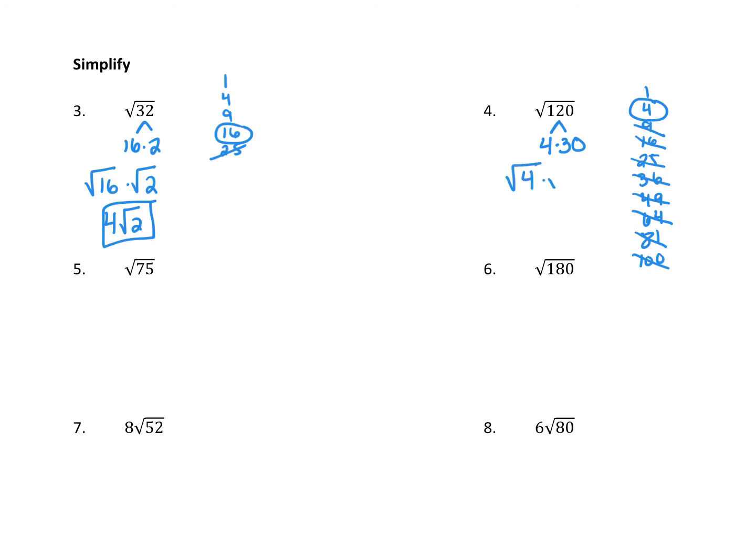So I'm going to break it down into the square root of 4 times the square root of 30. Well, the square root of 4 is going to become 2. So 2 square root 30 is how 120 is going to simplify.